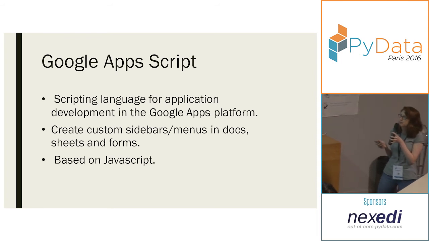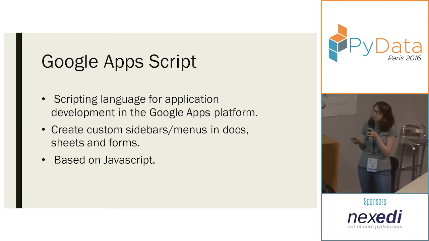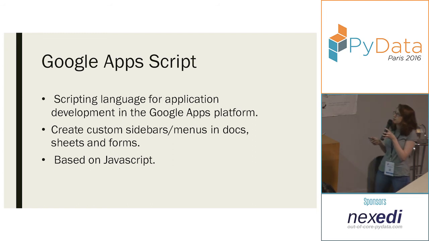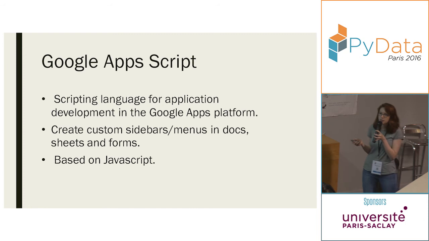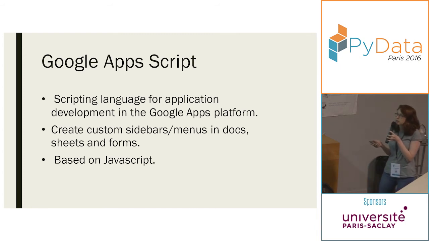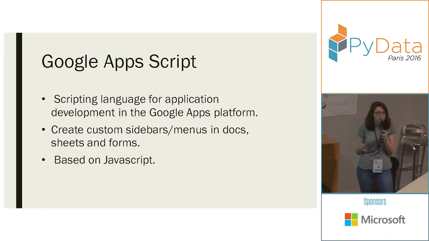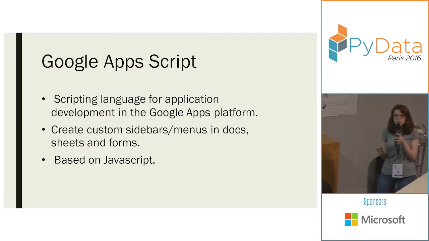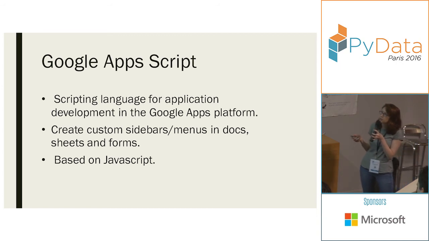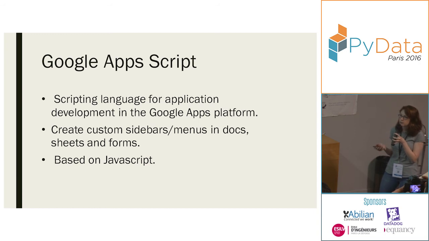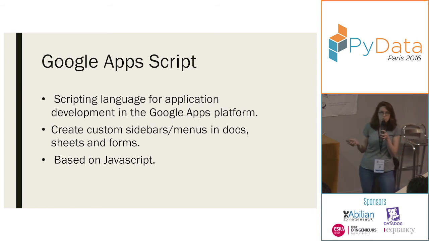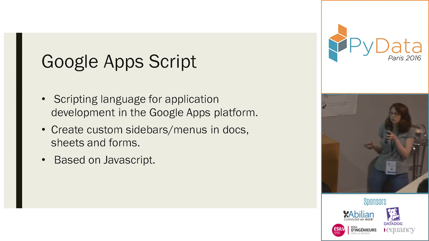So Google Apps Script is a scripting language for application development in the Google Apps platform. It allows you to create a bunch of things. You can use it to create custom sidebars and menus in docs. If you have a particularly complicated formula in a spreadsheet, you can actually write that as a function within Google Apps Script. You can also make custom forms. So Google Apps Script is based on JavaScript. It runs in your browser, which means you don't have to install anything.